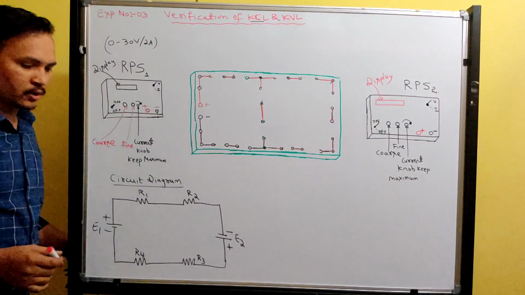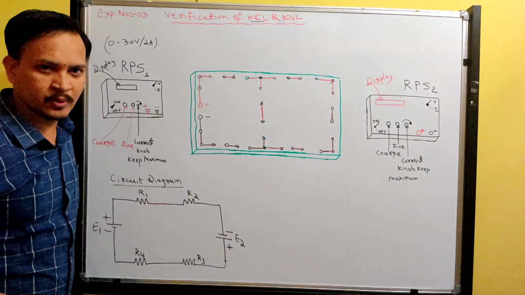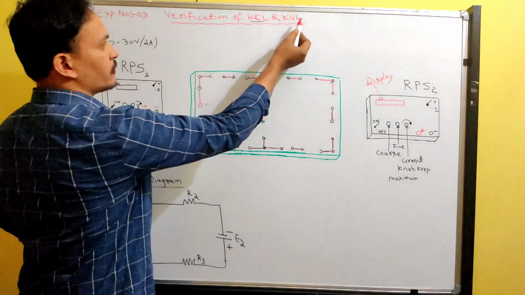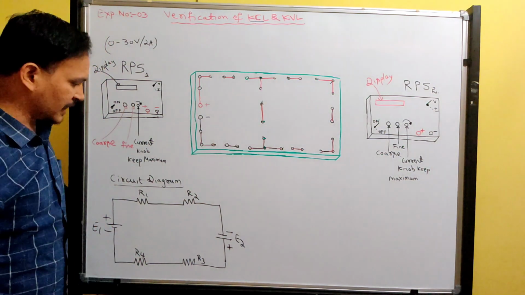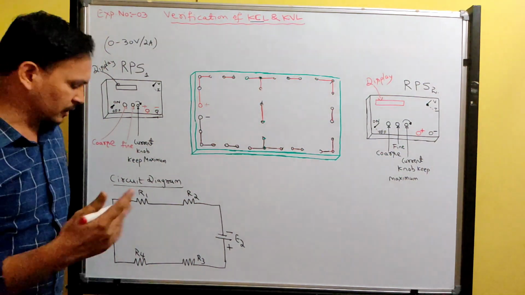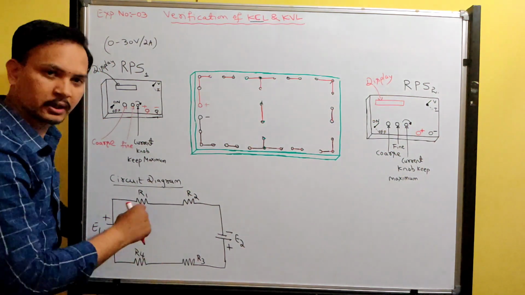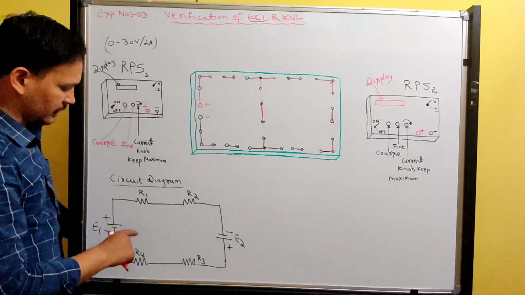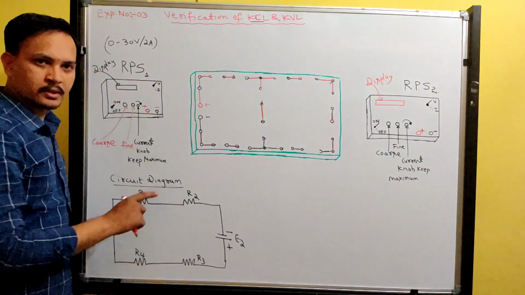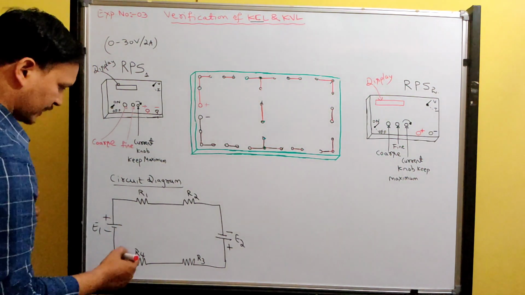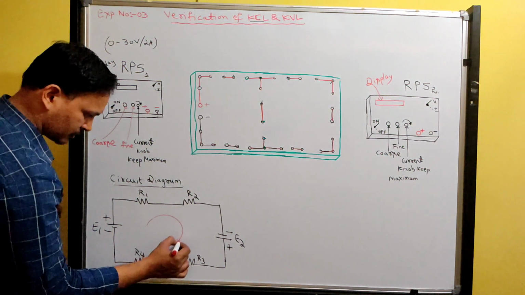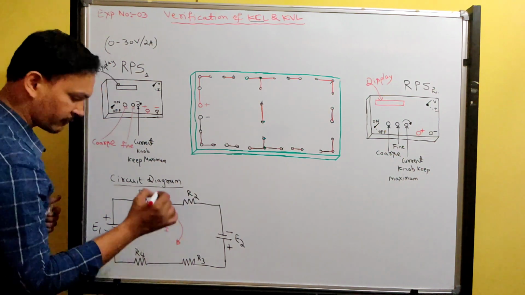Okay, dear students, now we can do the KVL experiment. So, verification of KVL. To verify KVL, we have taken a typical circuit consisting of only one loop. It is a closed circuit. Now we can determine the current flowing through the circuit. We can take a clockwise direction, assuming the direction of current is clockwise.